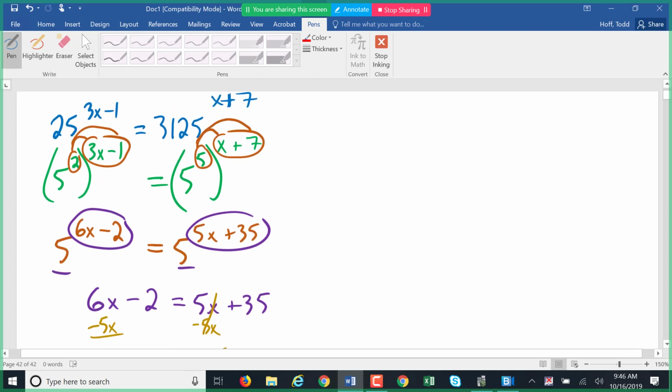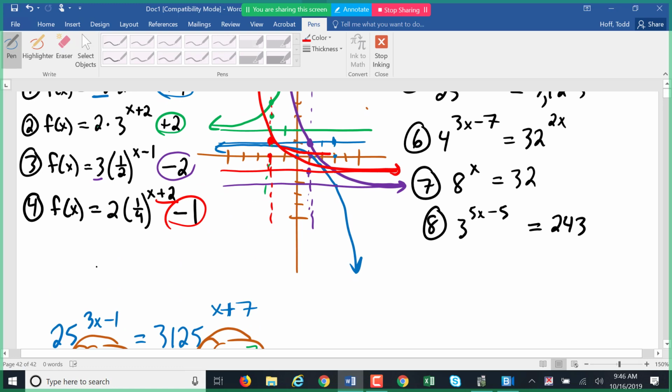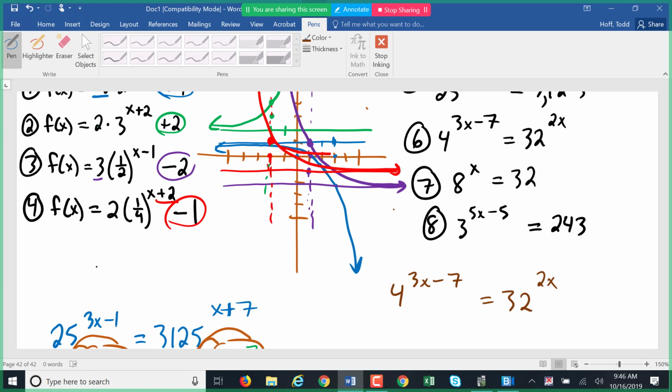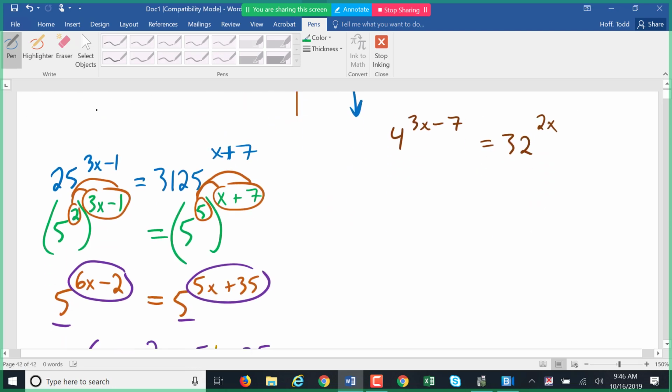Okay, so let's go up to the next one. 4 to the 3x minus 7 equals 32 to the 2x. This is actually an example I believe I used in class on Monday. So again, both the 4 and the 32 can be written as powers of 2. 4 is 2 squared. That's still going to be to the power of 3x minus 7. 32 is 2 to the 5th, still to the power of 2x.